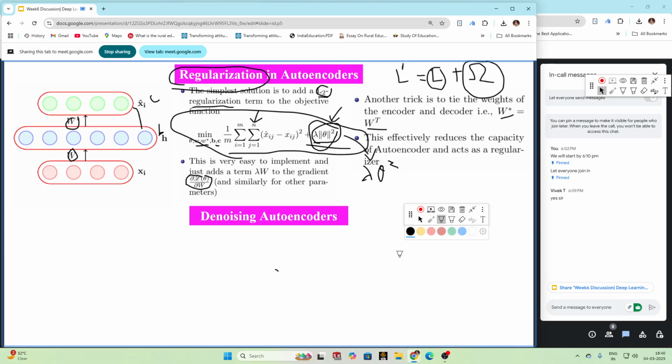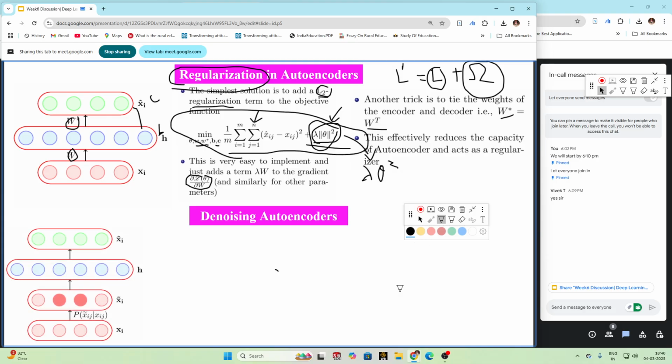Now we will be discussing the denoising autoencoder. So what is this denoising autoencoder? First, what we have done is L2 regularization, and second, we have decreased the number of parameters.